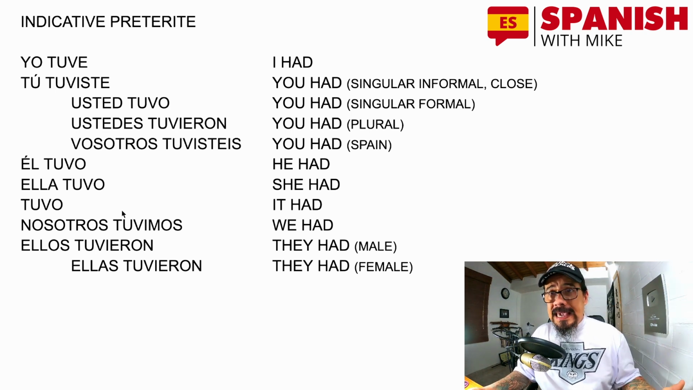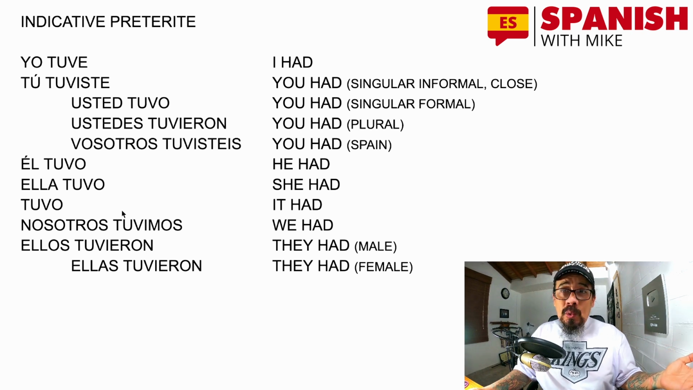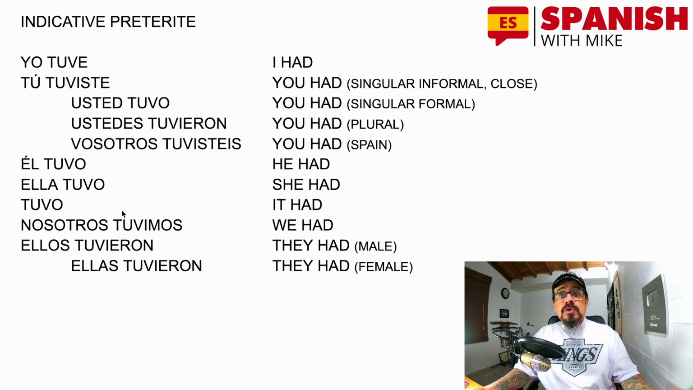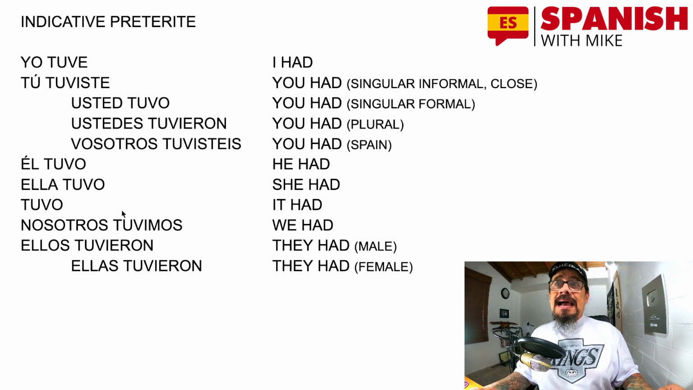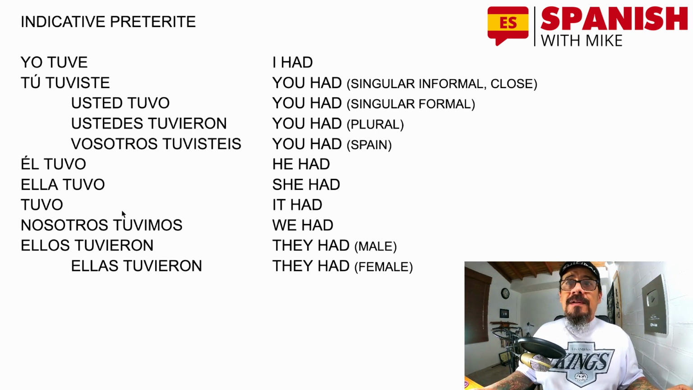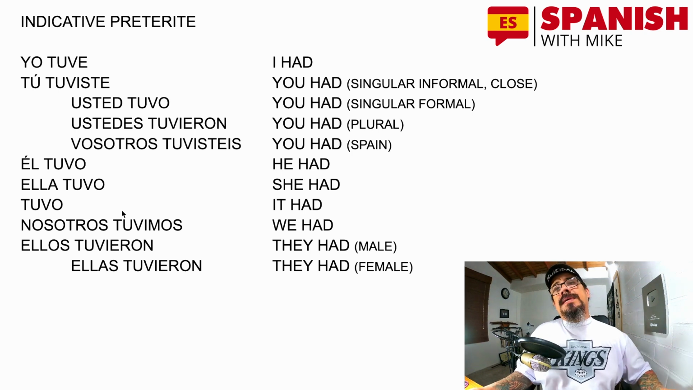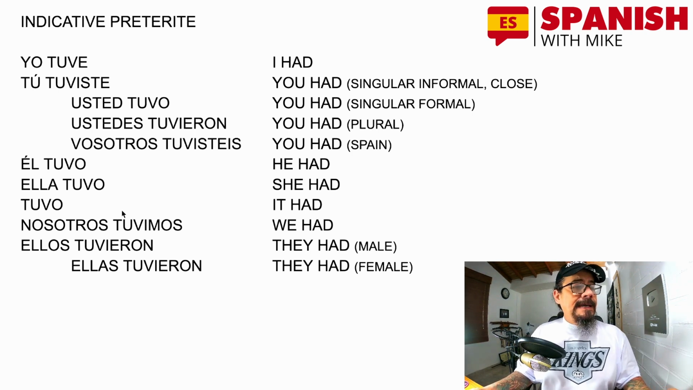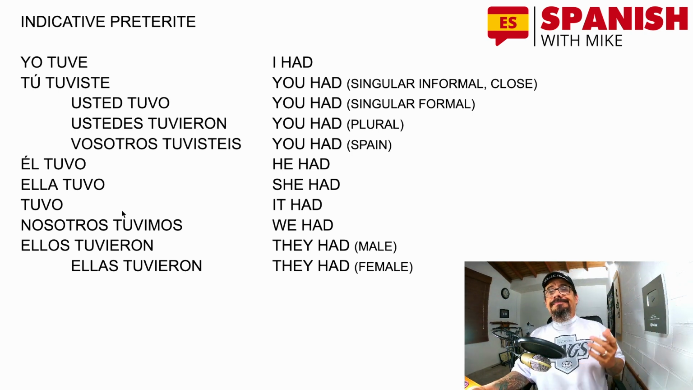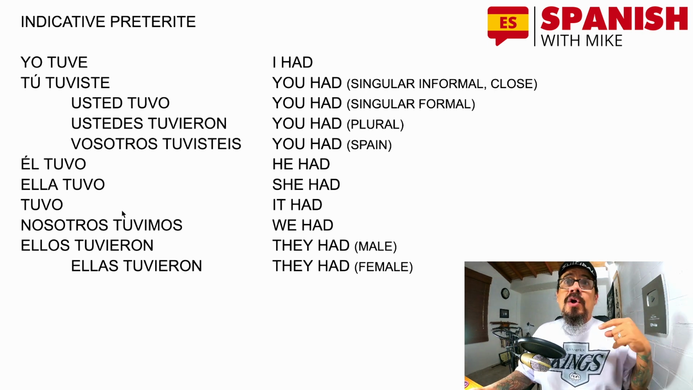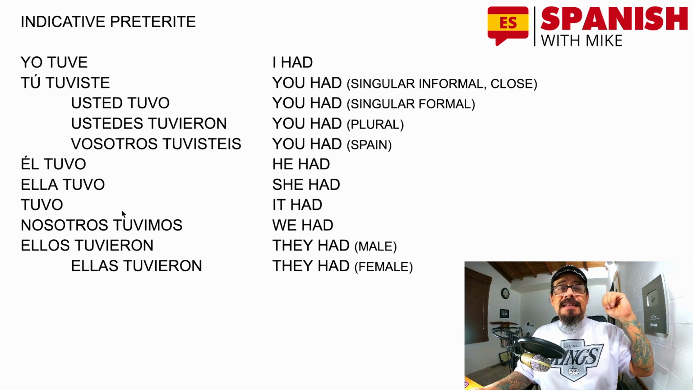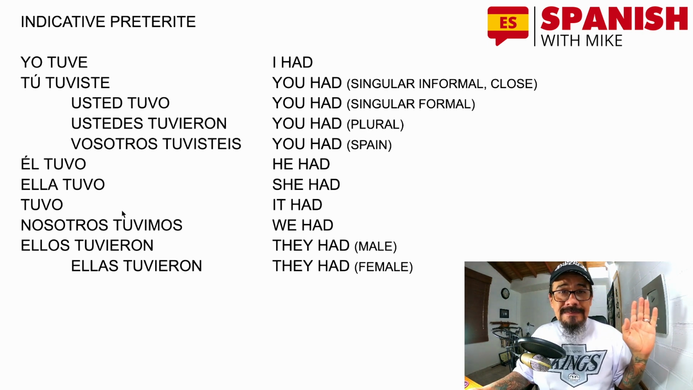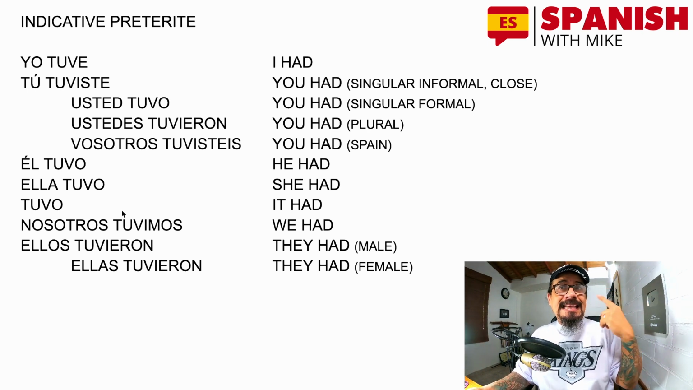Él tuvo, he had. Ella tuvo, she had. Tuvo, it had. Nosotros tuvimos, we had. Ellos tuvieron, they had, for male. Ellas tuvieron, they had, female. So we can say, yo tuve dinero, I had money. Tuve. When it's the past, when I mean something that happened once and that was it. El pretérito indicativo.